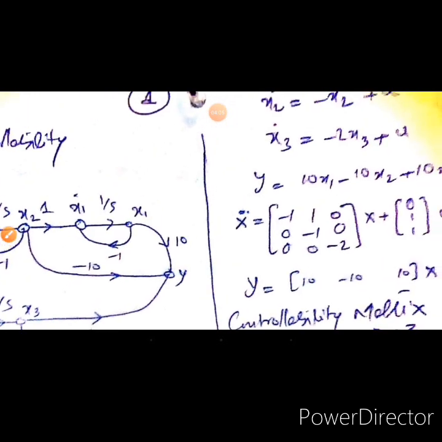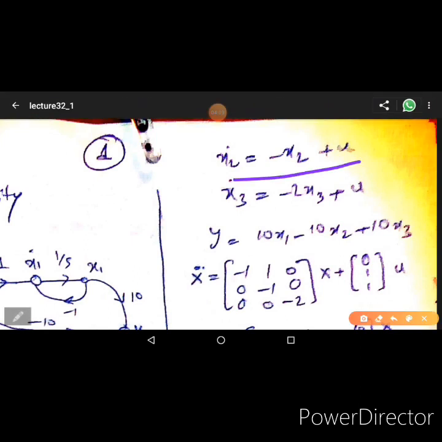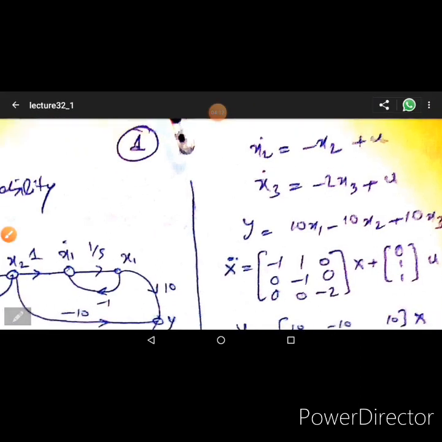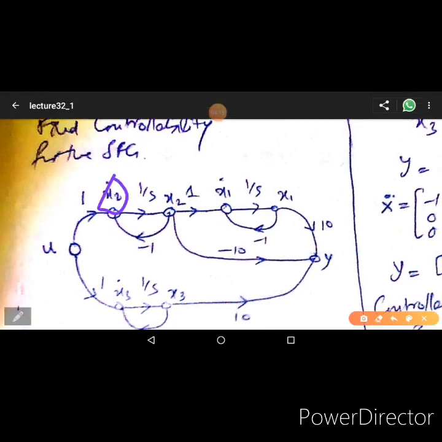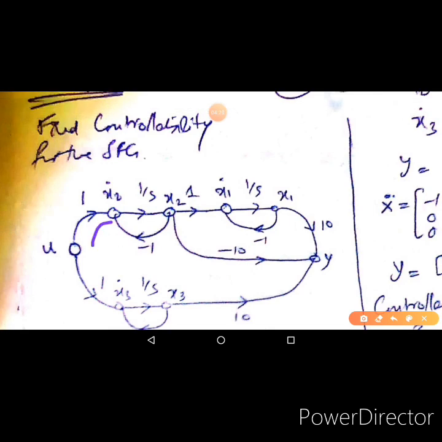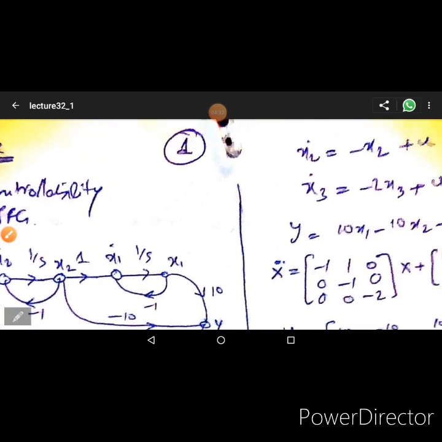Now we have the second equation, which you can see over here, for the second state variable. Look at the signal flow graph again. This is our x2 derivative, and this x2 derivative is equal to u and minus x2 from here. So we write x2 derivative is equal to minus x2 plus u, as you can see over here.